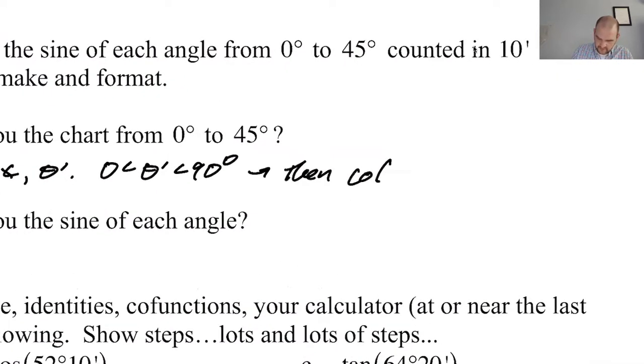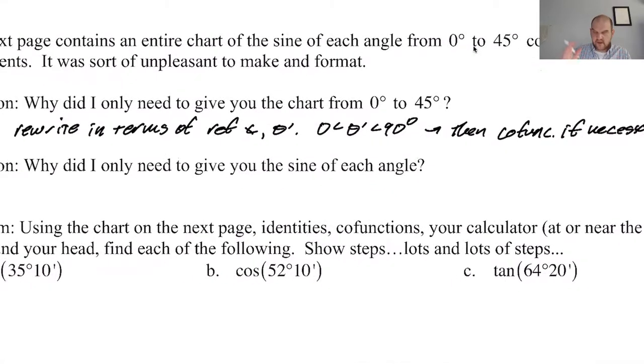So then cofunction, if necessary. Ooh, necessary? There can't be two C's, right? Necessary. I'm going to go with that. So first reference angle, then cofunction if necessary.